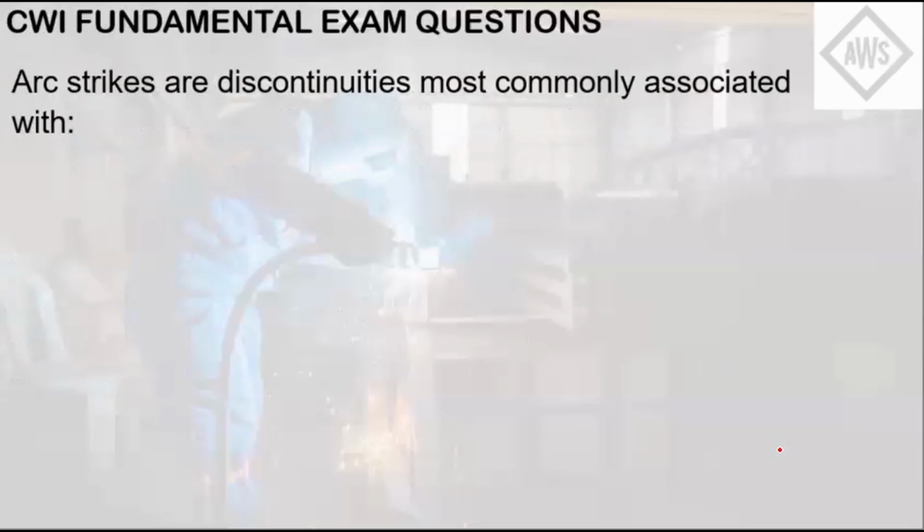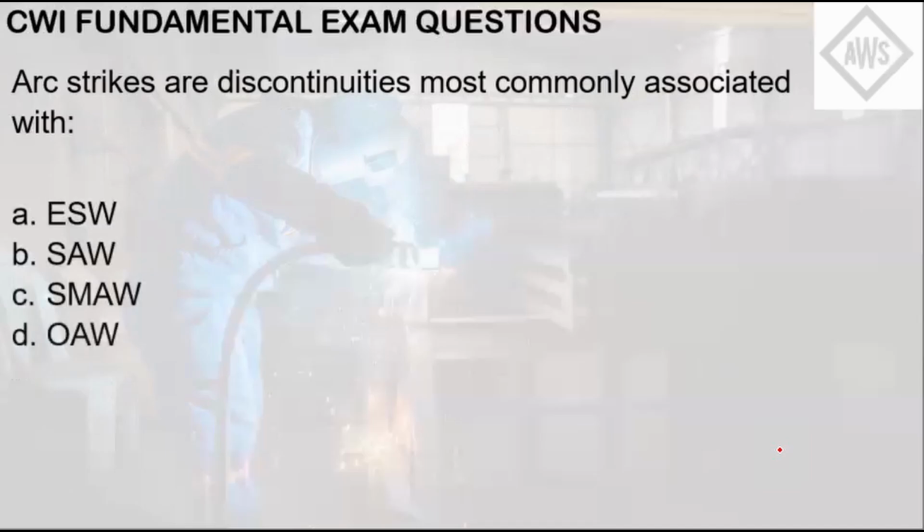Arc strikes are discontinuities most commonly associated with A. ESW, B. SAW, C. SMAW, D. OAW, letter E. GMAW. Arc strikes commonly happen in SMAW or stick welding since this is mainly a welder error or a bad habit that the welder does prior to striking the weld metal. They strike the surface to test and may lead to this discontinuity. So it is a common welder behavior wherein they strike the surface and thus cause this arc strike discontinuity.